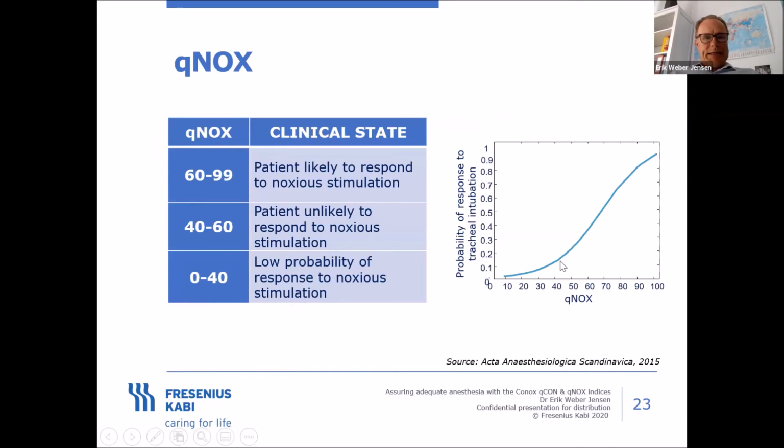So defining the clinical state versus the probability of response to tracheal intubation, we can, with logistic regression, define different ranges of the qNOX, where 0 to 40 is defined as low probability of response to noxious stimulation, 40 to 60 patients unlikely to respond to noxious stimulation, 60 to 99 patients likely to respond to noxious stimulation.